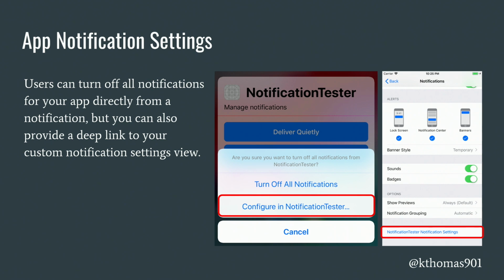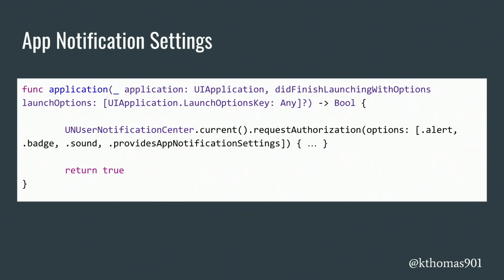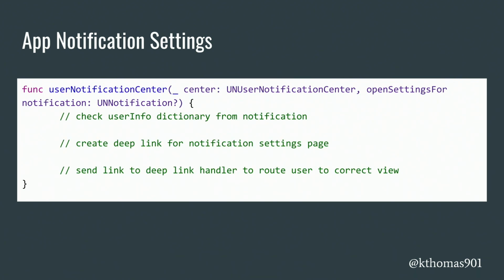Now how do we do this? Very similar to provisional, you want to set provides app notification settings in your request authorization method. This lets Apple know that you have some type of custom settings that you're going to deep link to. But the most important part is that you handle the callback method. And this callback method, open settings for notification, will be wherever you have the protocol for the UNUserNotificationCenter delegate. Usually that's your app delegate, right?